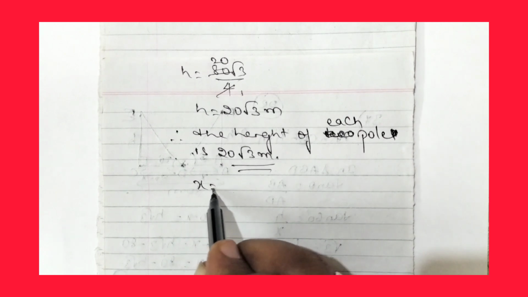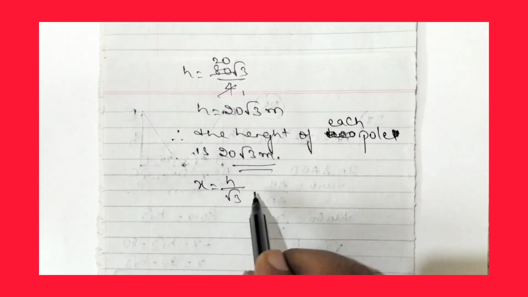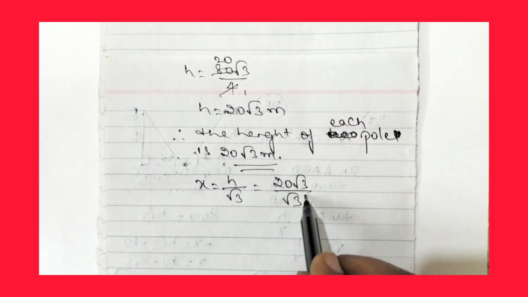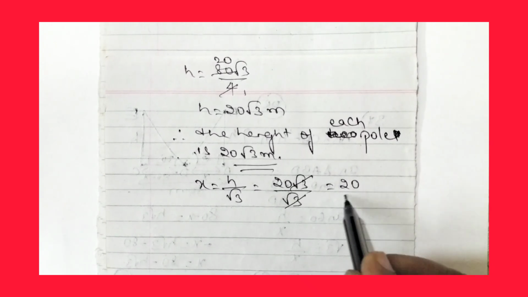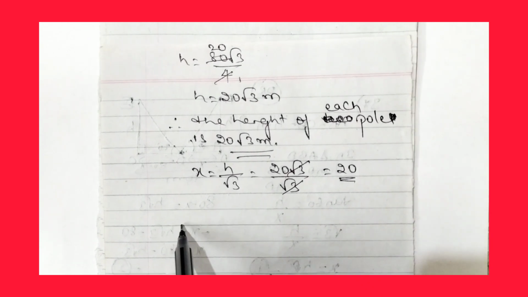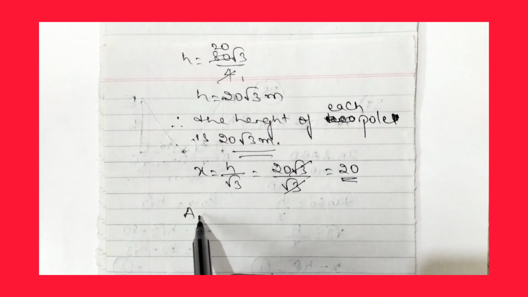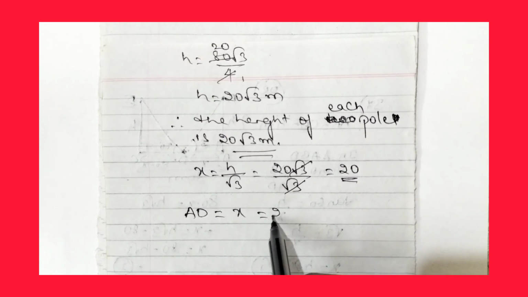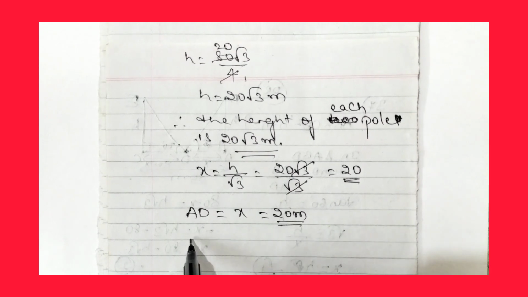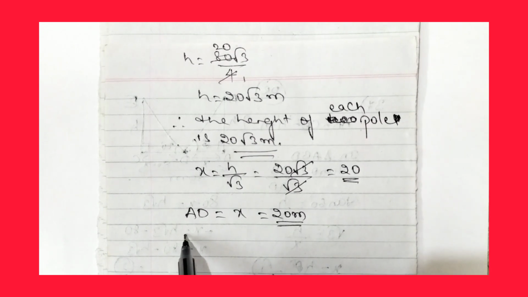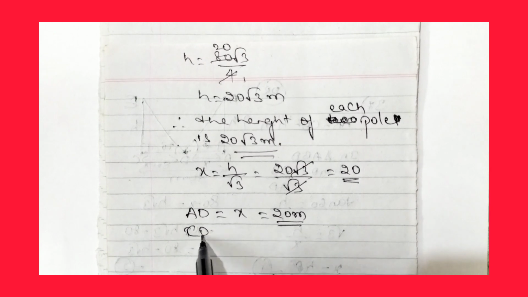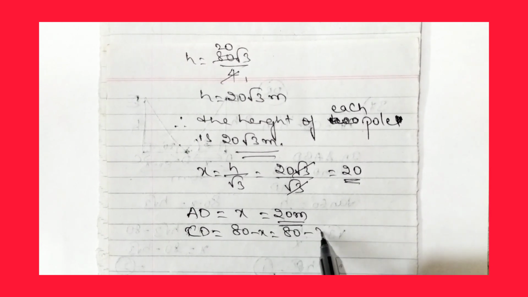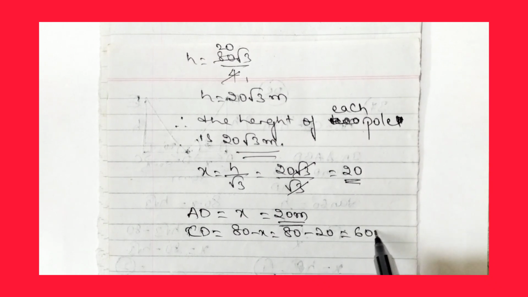So we know that x is equal to h by root 3. That is equal to h is 20 root 3 divided by root 3. Root 3 cancel. x is equal to 20. So now let us find the distance between A and D. So AD is equal to x, which is equal to 20 meter. Then the distance between D and C, CD, is equal to 80 minus x. 80 minus x is 20, so that is equal to 60 meter.